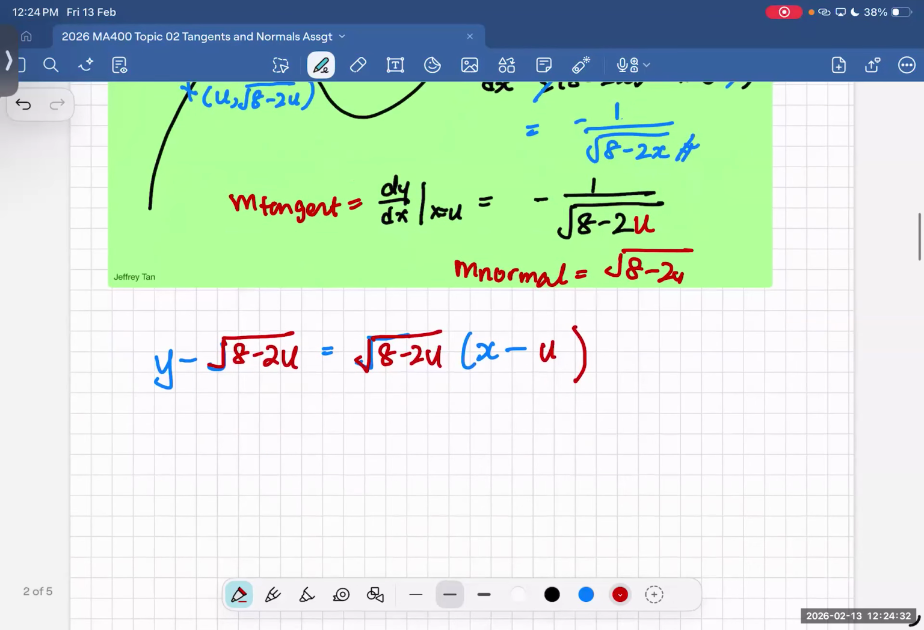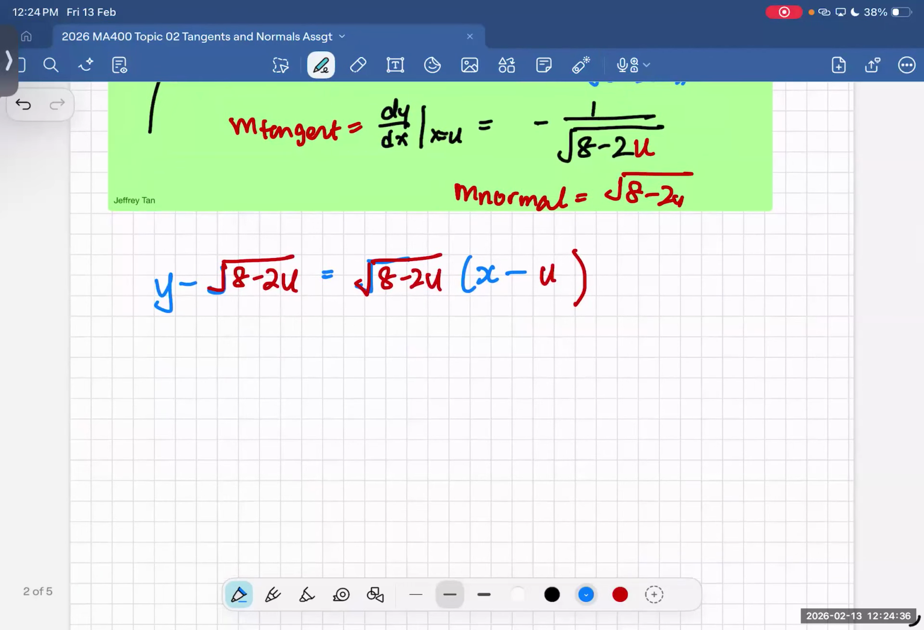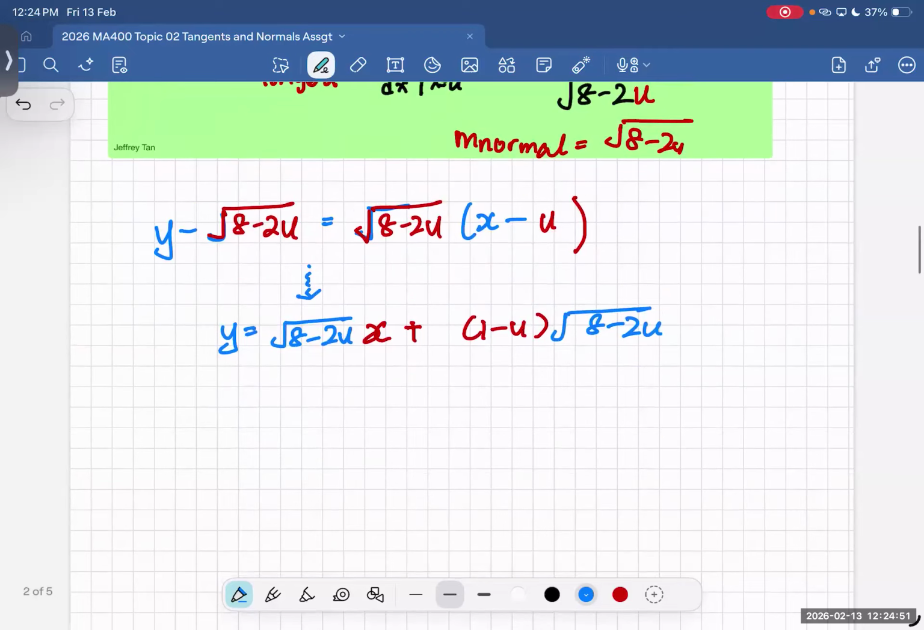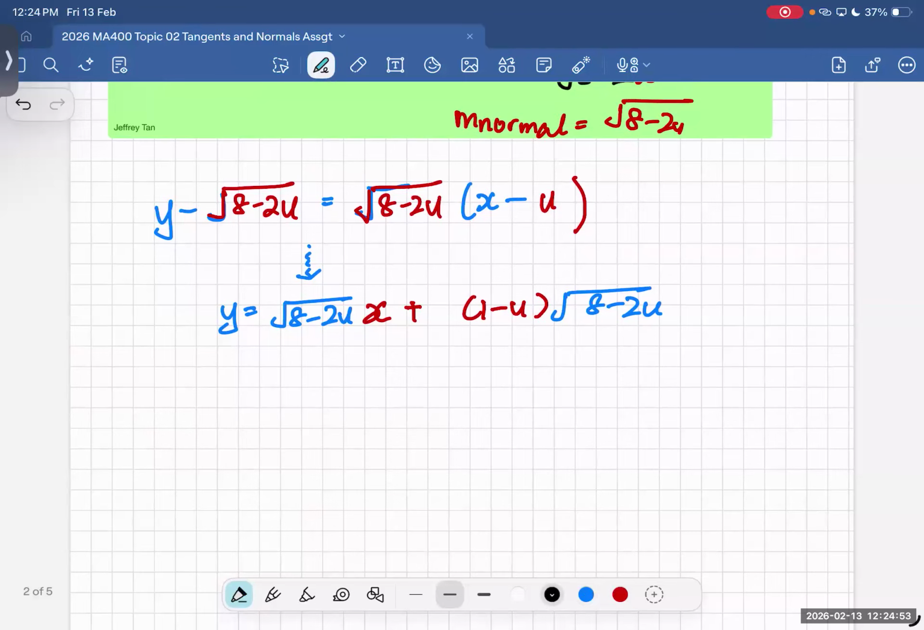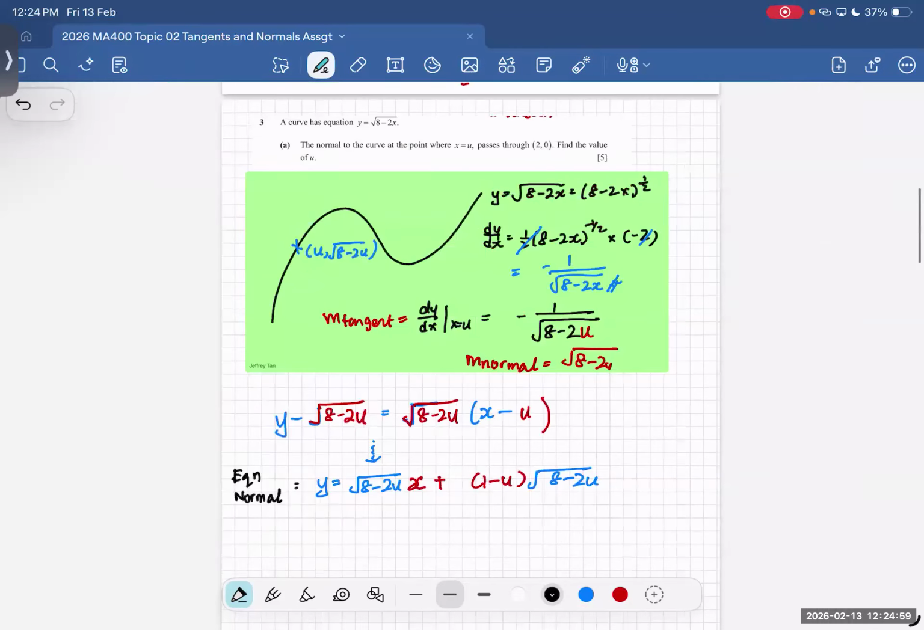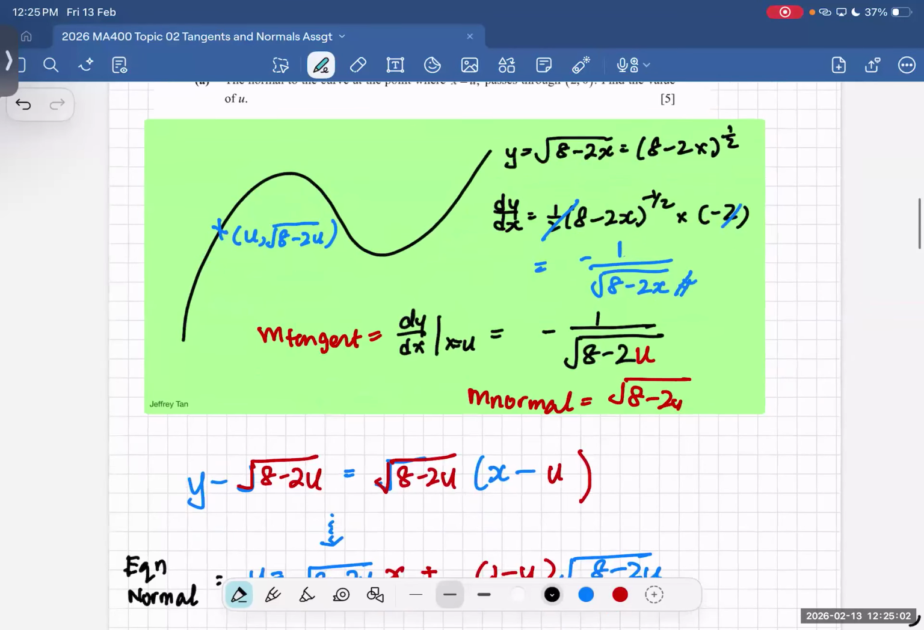Okay, so here, just put everything together and solve. You should get y equals to square root of 8 minus 2u multiplied by x plus 1 minus u times square root of 8 minus 2u. This is the equation of the normal. That's my 3a. Correct or not?